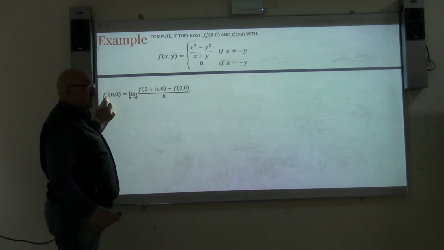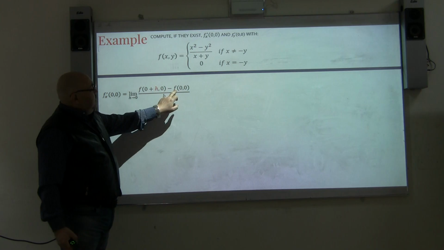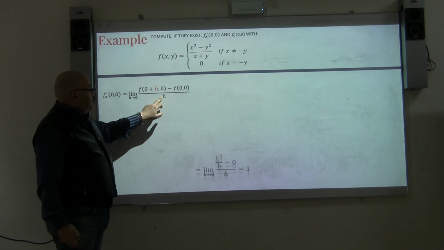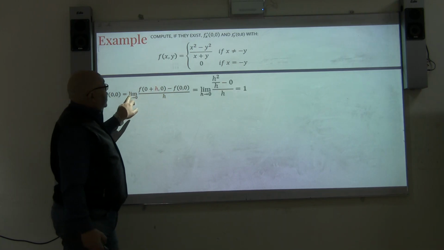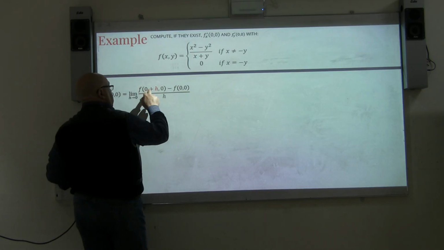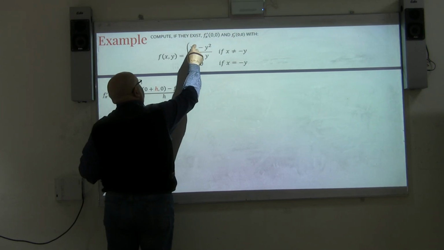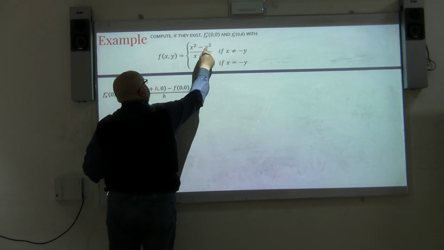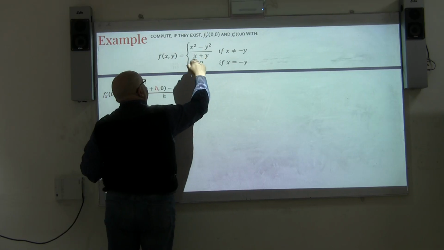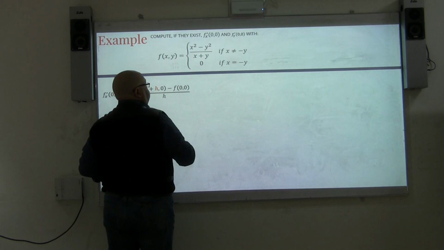The derivative with respect to x is the limit of f at (0 plus h, 0) minus f at the origin, divided by h. Start substituting. If I make a substitution of h and 0, this is going to be 0 plus h to the power of 2, which is going to be h squared, minus 0, which will be eliminated, divided by h plus 0, so it's h squared over h.